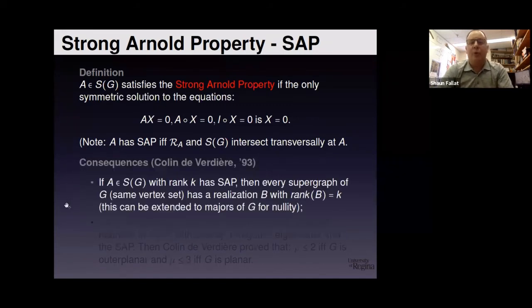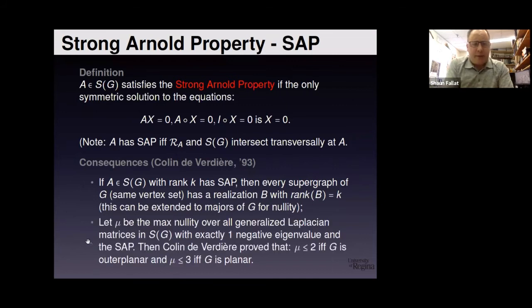And that was used in Colin de Verdière's work with regard to another subset of S of G. It's a bit of a mouthful, but you can work it out. Basically, once you identified a matrix with fixed rank that had this strong Arnold property, you were able to perturb things, so you could replace non-edges by edges and preserve the rank. This gives you a way to move from the original graph to supergraphs, and then you could even go a little further beyond just supergraphs.